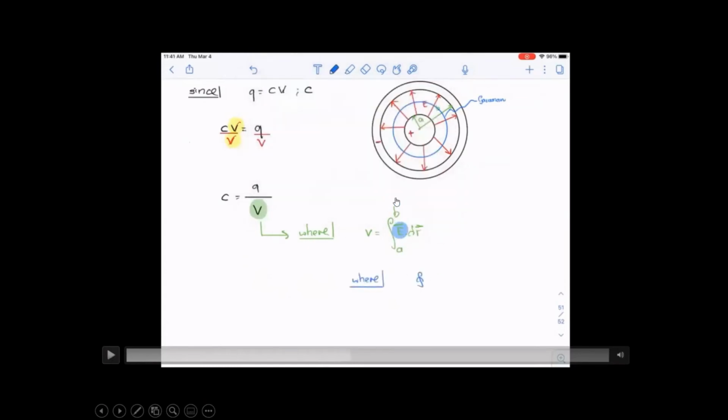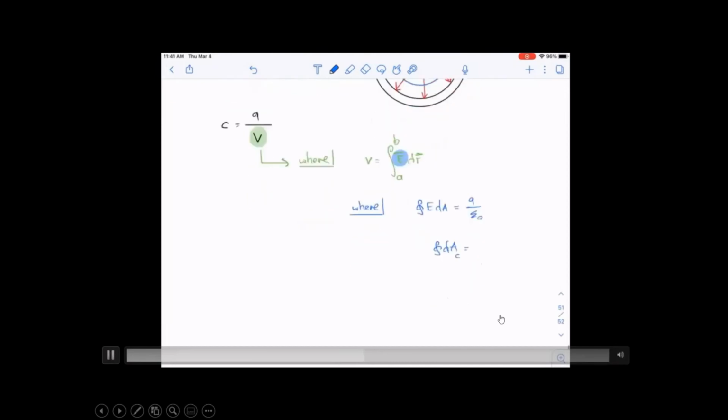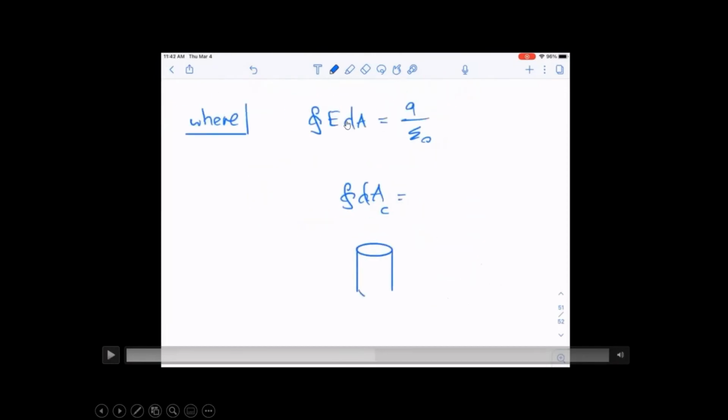Now, for us to be able to do the integral, we need an expression for the strength of the electric field within this region. That's where the Gaussian comes into play. By using Gauss's law, you know that this electric field is going to be due to the net charge within this area. This area is the area of a cylinder.